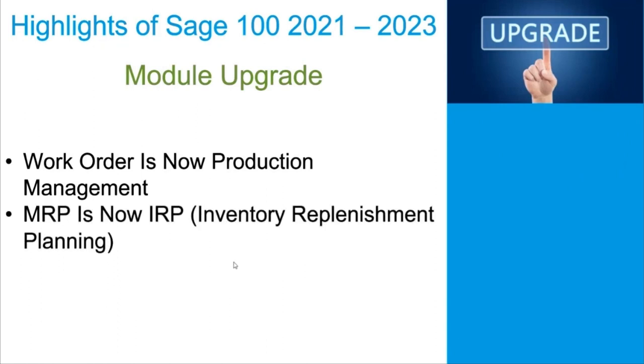All right. One of the last categories is module upgrade. This was a big step that Sage took for manufacturing environments. They used to have a module called work order, and now that module is called production management. They also have operations management, but production management is for the manufacturers that used work order. That has been replaced and it has some new functionality. I don't know if you can elaborate on that, Dave, but that module has been updated and carried forward.